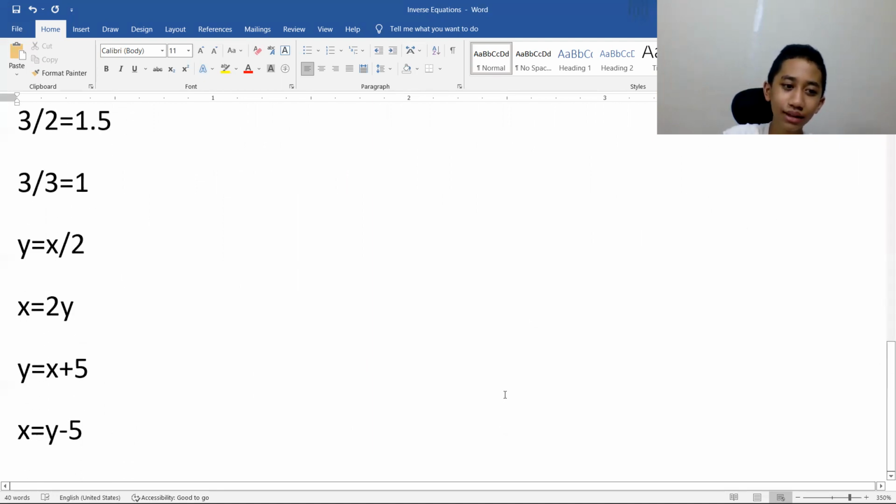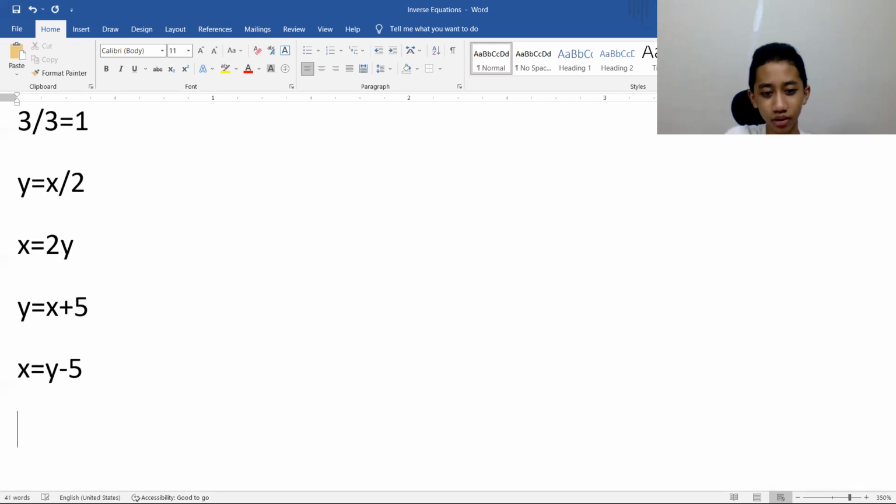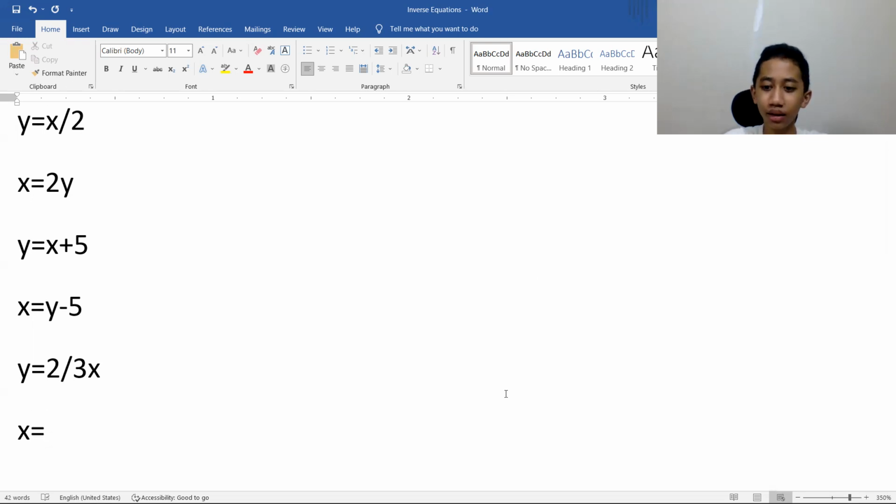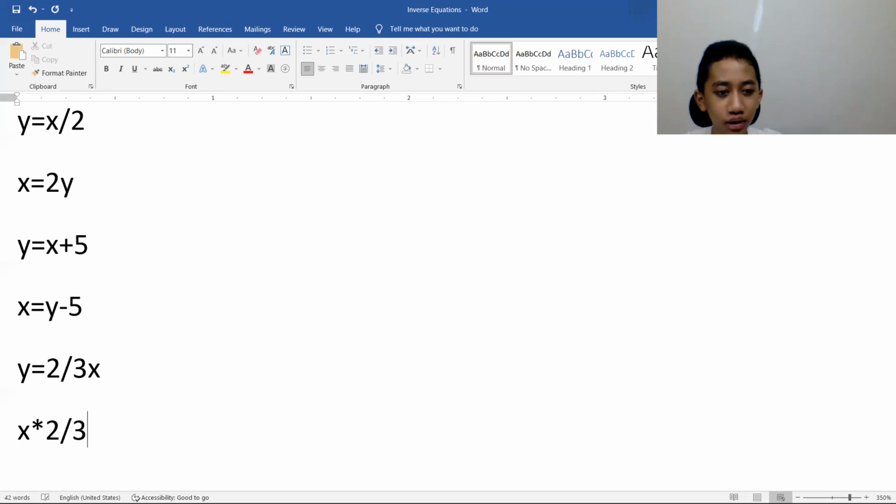Now you may wonder, what if it is fractions? Let me just say y equals 2 over 3 times x. Interesting, I suppose. We can just break it down. x multiplied by 2 over 3 equals x over 1 multiplied by 2 over 3. That also stands as multiplication, by the way, in case you don't know. You understand that? So yeah, that's essentially how you do it.